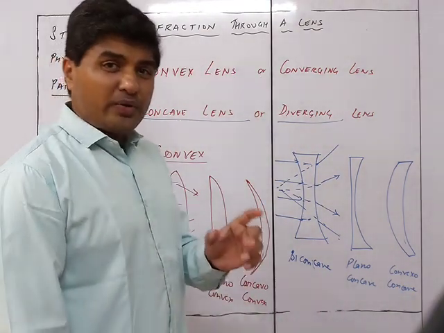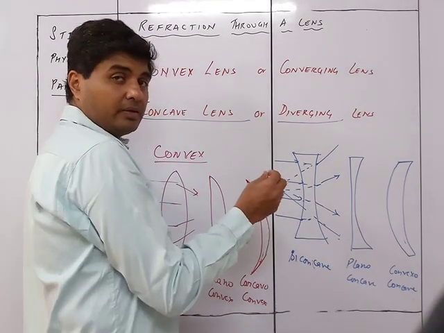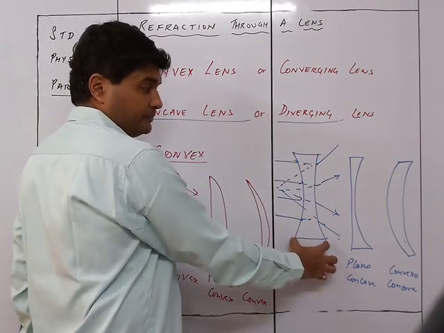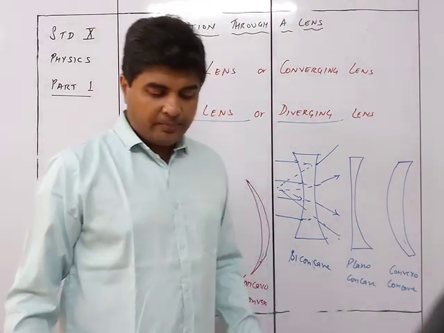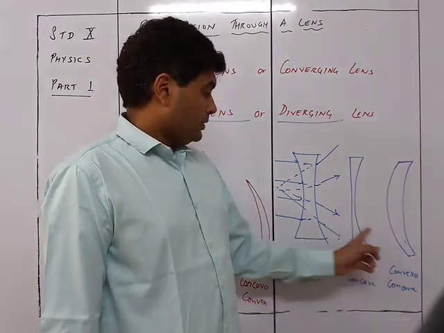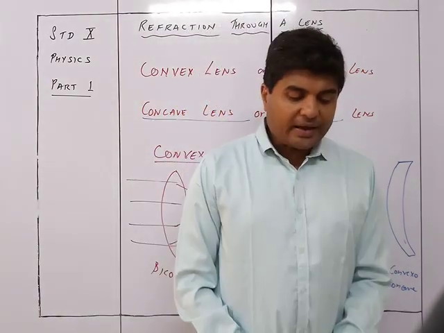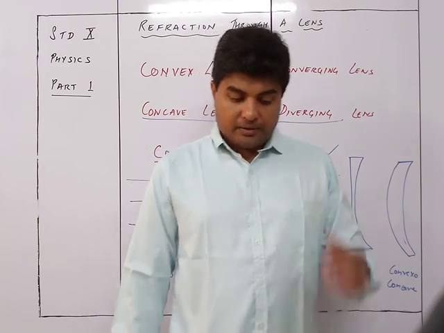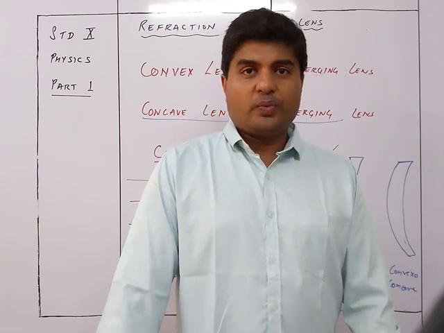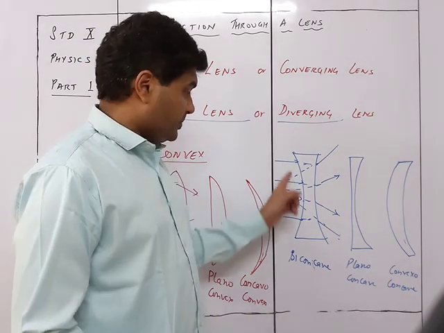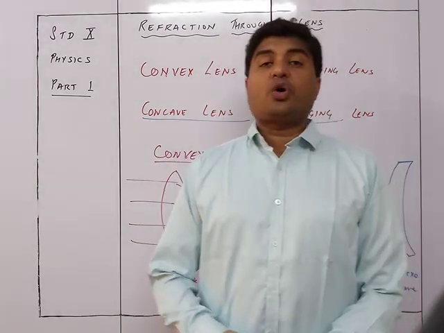So here the basic thing you can see is that in a concave lens, the center is thinner and the periphery is broader. Broader, thinner, broader. It has to be slightly thinner, but I have just drawn it this way. So this is biconcave, plano concave, convexo concave, right? A concave lens is thick at its periphery and thin in the middle. In other words, a lens which is bent inwards in the middle is the concave lens. Such a concave lens diverges the light rays incident on it, so it is called a diverging lens.